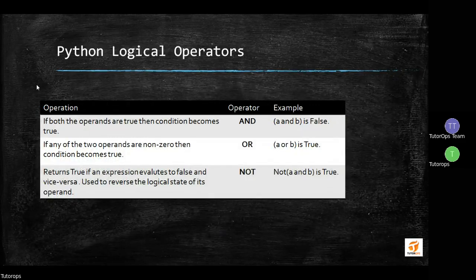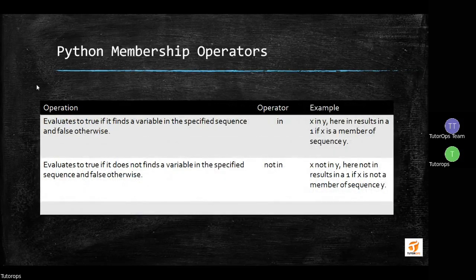Logical operators. This we all have to know: and, or, and not. Membership operators are important: in and not in. This you may not have seen in other languages. So what is in? It evaluates to true if it finds a variable in the specified sequence and false otherwise. We'll try this in code. Not in evaluates to true if it does not find a variable in the specified sequence and false otherwise. Let's try to code this.